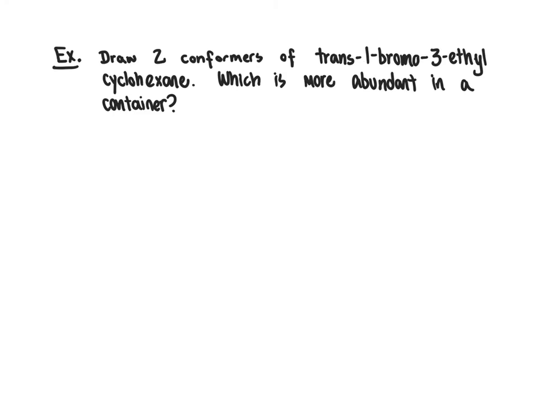So, looking at the solution to this problem, what we're going to do, drawing the two chair conformers of trans 1-bromo-3-ethyl cyclohexane, we need to be able to make our chair flipped versions of this.